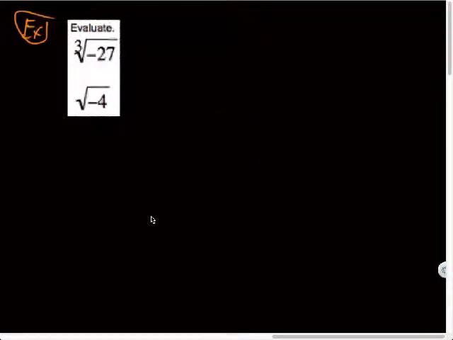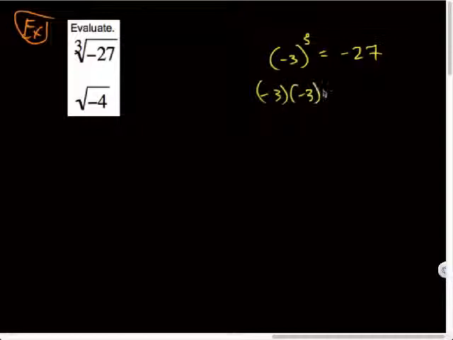So let's consider these two examples. These are going to be interesting. Let's think about the cubed root of negative 27. What cubed is negative 27? Okay, so 3 cubed is 27. So that would be the same as negative 3 times negative 3 times negative 3, right?